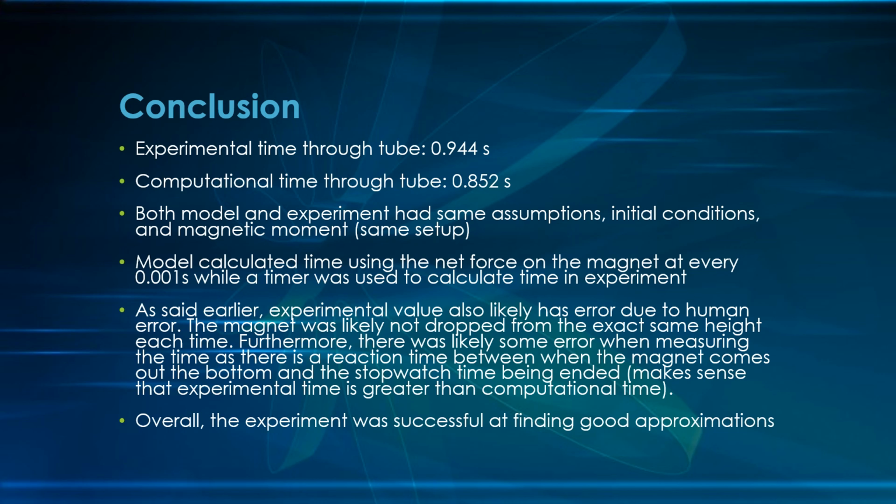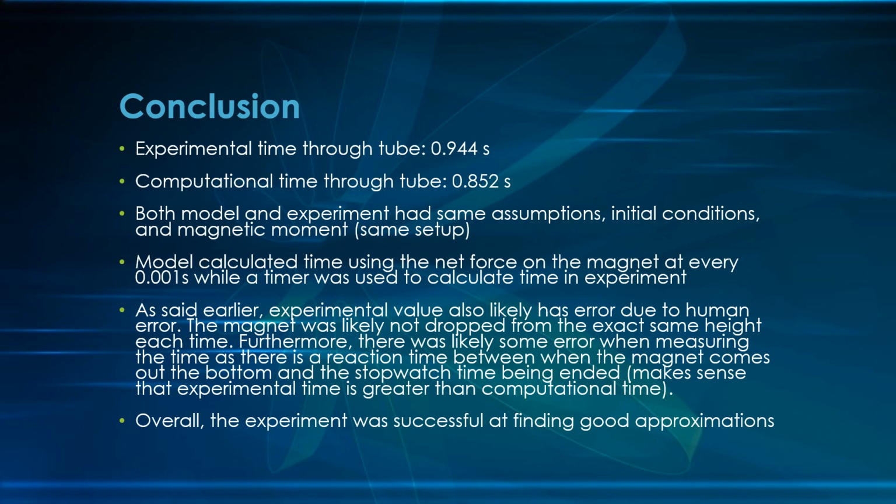In conclusion, the experimental and computational times were similar but still different. Both the model and experiment had the same assumptions, initial conditions, and magnetic moment, so the same setup. However, the model calculated time using the net force on the magnet at every 0.001 seconds, while a timer was used to calculate the experimental time.